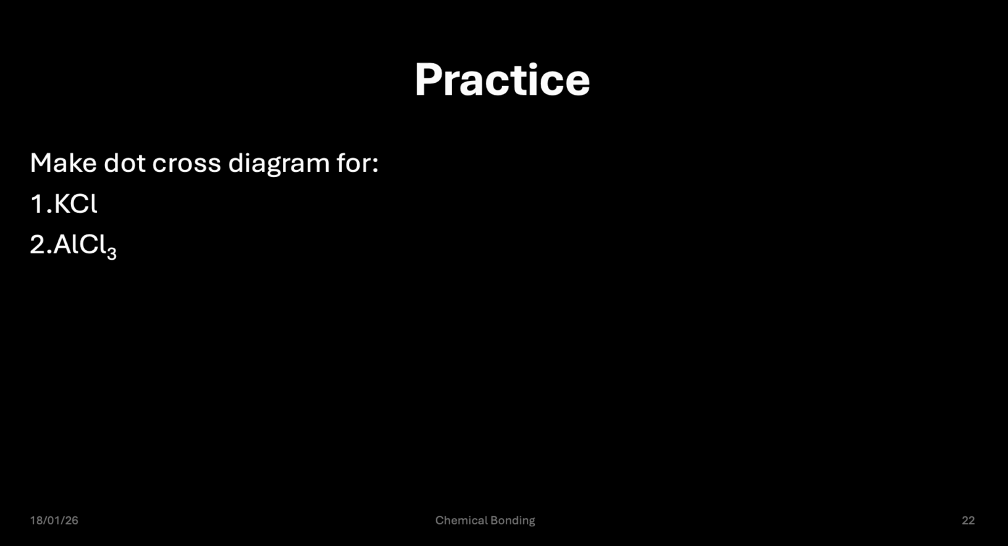So this will be your practice. Please draw the dot cross diagrams of potassium chloride and aluminum chloride, KCl and AlCl3, forming an ionic bond. See you on the next slide.